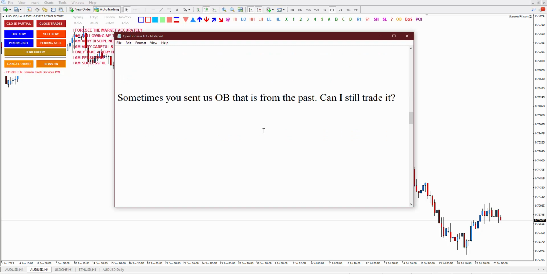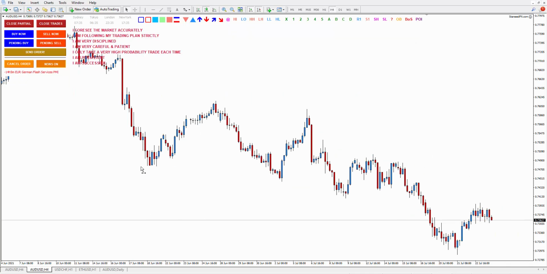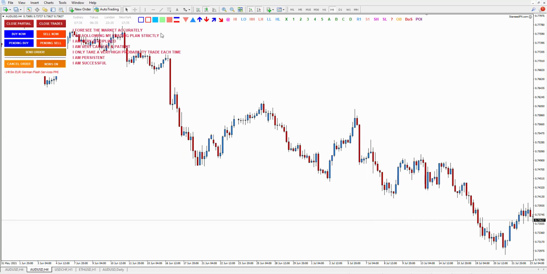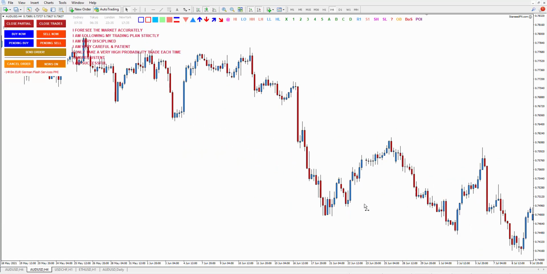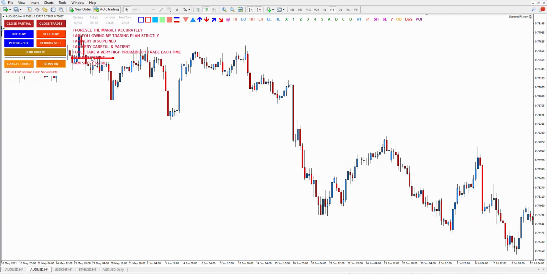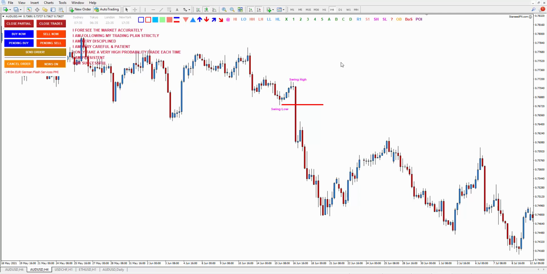Sometimes you send us an order block that is from the past. Can I still trade it? Yes, absolutely. Let me give you an example. Here, Aussie dollar on H4 is in a downtrend, okay? And there is a very clear order block here that has not been touched yet. This is a swing high, swing low, and this is the break of structure. My order block is the last bullish candle before the breakout happened.